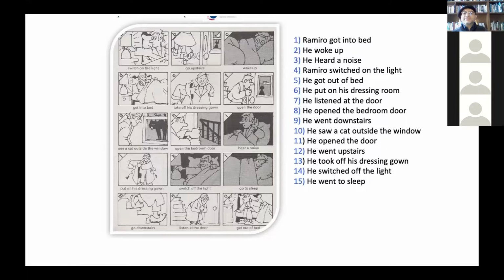Okay, number 12, he went upstairs. 13, he took off his dressing gown. And 14, he switched off the light. And 15, he went to bed. He went to sleep. I'm sorry. Okay, so it makes logic. Okay, thank you so much.